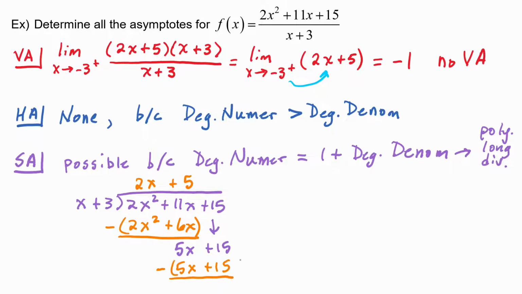Now when we subtract that, we see that we have 0 for the remainder. And so because of that, no slant asymptote. So in this case, this f of x has no asymptotes at all.